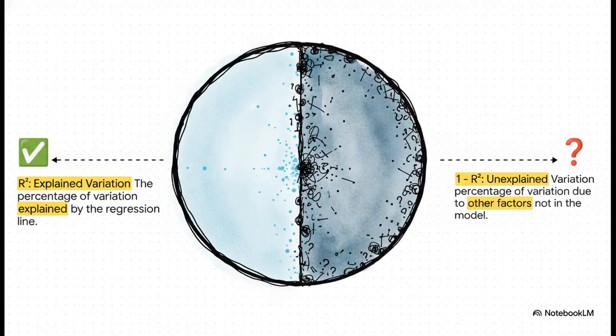Okay, but wait a minute. What about the other part? If 72.25% is the explained part, then what's left over? That's 100 minus 72.25, so 27.75%. That's the unexplained variation. This is kind of like statistical noise, right? It's all the other stuff happening that our simple little line just doesn't account for. So R-squared is awesome because it splits the story into two parts, what our model knows and what it doesn't.